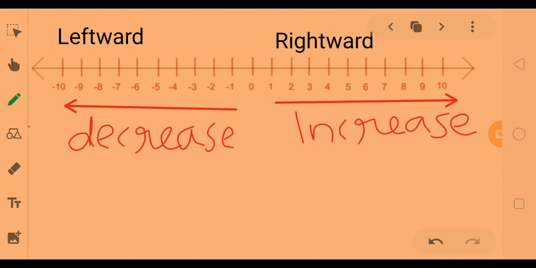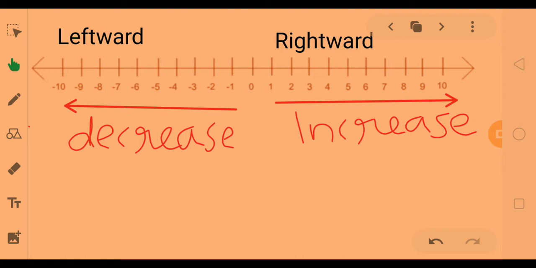Here we see a number line where, as we have discussed in the previous class, we know that on the left side of 0, all the negative integers are there. On the right side of 0, all positive integers are located. If you move to the left direction, leftward, we find that the values are decreasing. And if you move to the right direction, you will find that the values are increasing. So this is how integers are displayed on a number line.